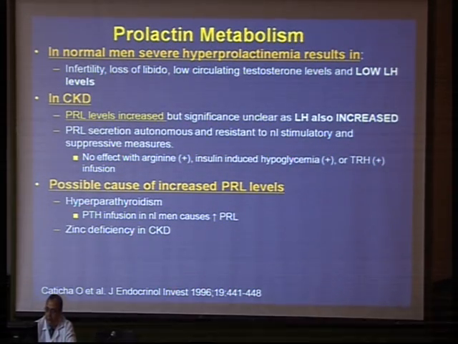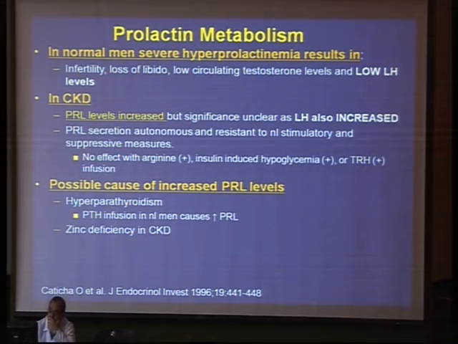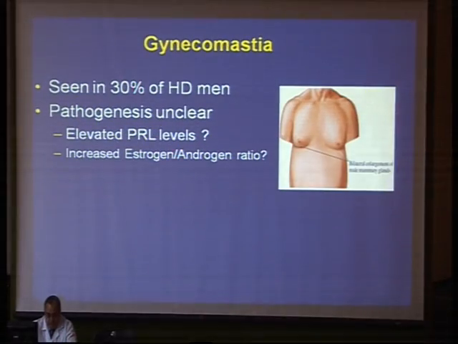Prolactin level increases, but the significance is unclear as LH also increases. So we have a problem between LH and prolactin, to distinguish between autonomous prolactin secretion and resistance to the normal secretory and suppressive measures. We have many tests to do this, but we have a problem with the increase of prolactin here. Possible causes of hyperprolactinemia in CKD patients include hyperparathyroidism; parathormone infusion in men is a test found to cause more prolactin secretion. Also zinc deficiency.